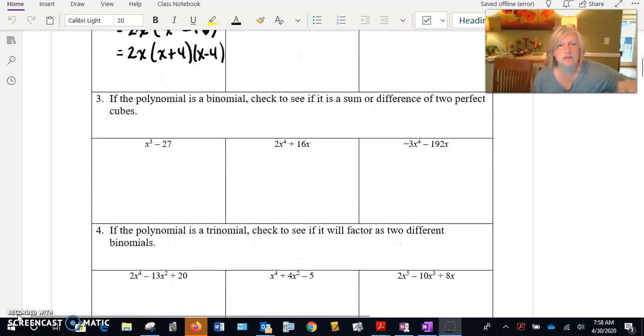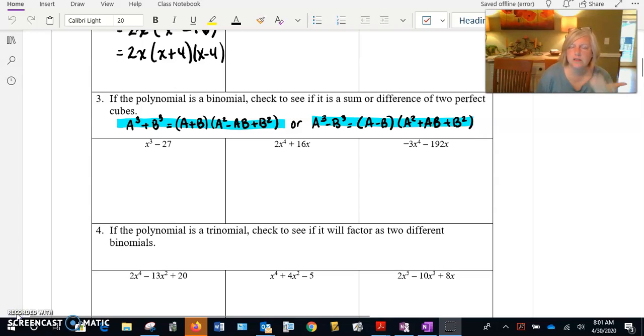In that one, it says if your polynomial is a binomial, check to see if it's the sum or difference of two perfect cubes. Now at this point, I'm going to pause the video for a second. I want you guys to see if you can remember what the factoring forms are for the sum or difference of perfect cubes and add them in. So go ahead and write them down on your paper. I'm just going to count to 5 and then we will check. 1, 2, 3, 4, 5.